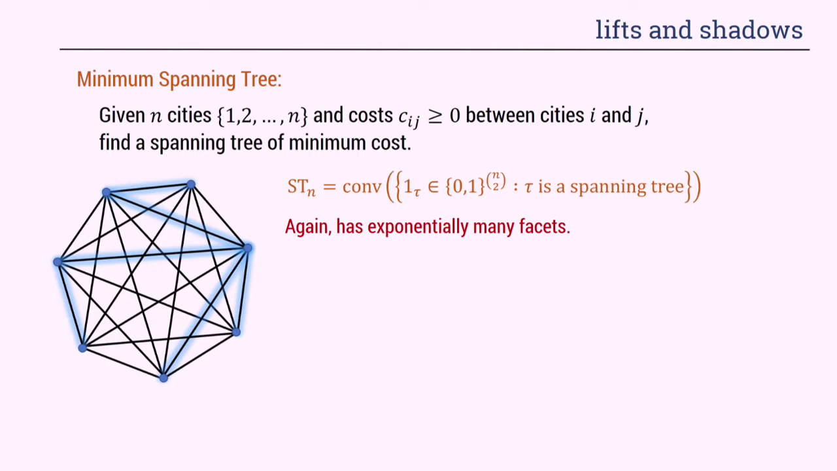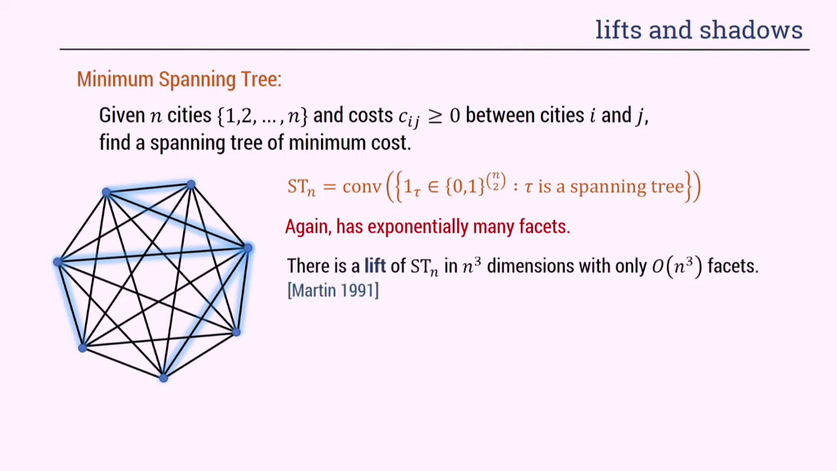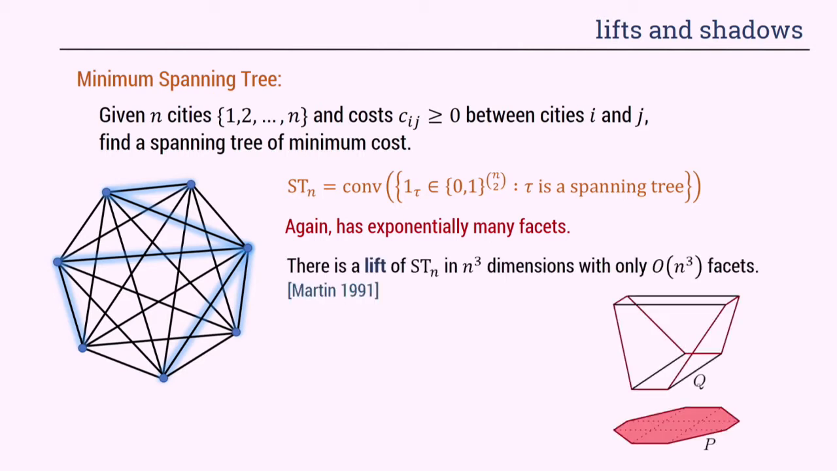But no, again, this polytope has exponentially many facets. So far it doesn't seem like we've gotten anywhere. But it turns out that the complexity of this polytope is just an illusion. This polytope is actually the shadow of a much simpler polytope sitting in a higher dimensional space.